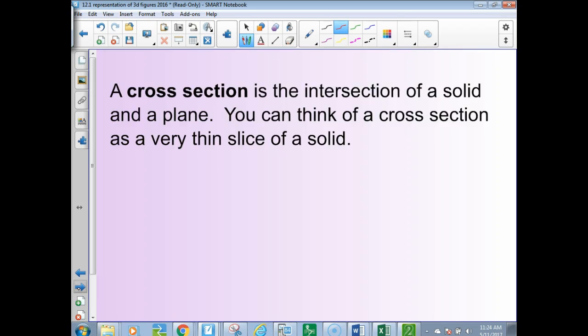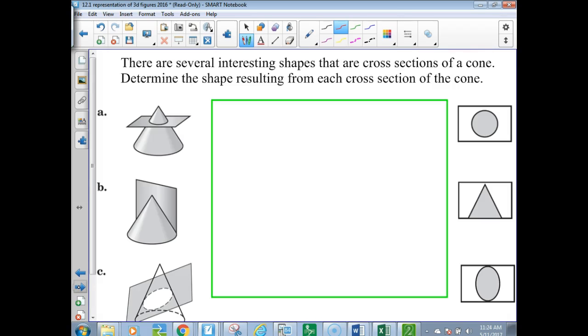Now we're looking at the cross-section of a solid by a plane. You can think of a cross-section again as a very thin slice of the solid. So what matches up? There are several interesting shapes. Again, this was in our ISN. We found out that if a cross-section is parallel to the base, you get a circle.